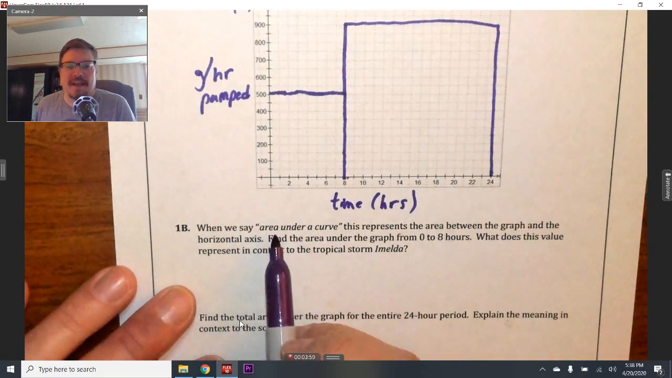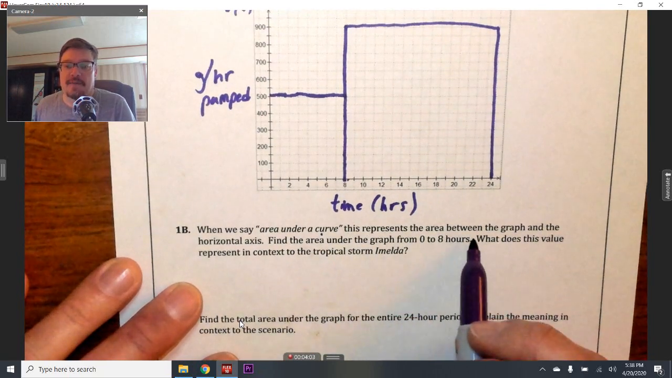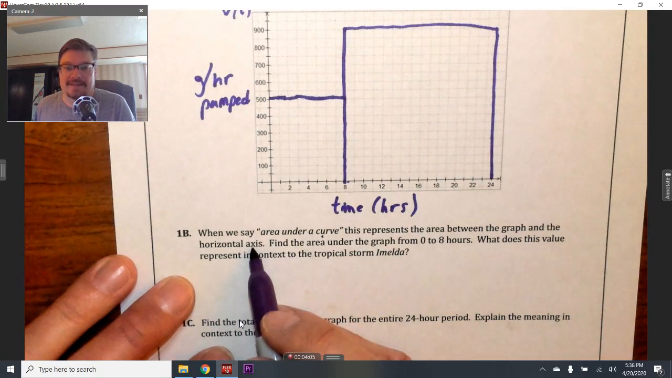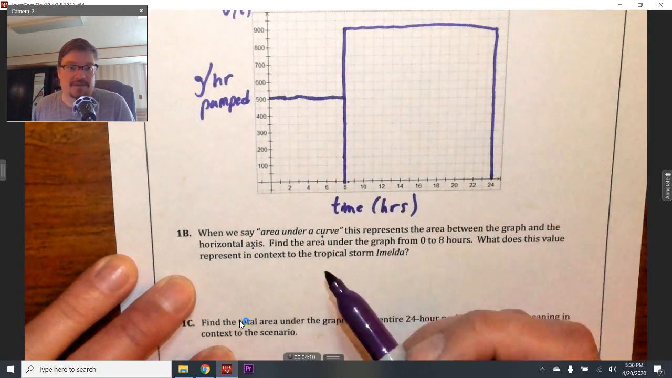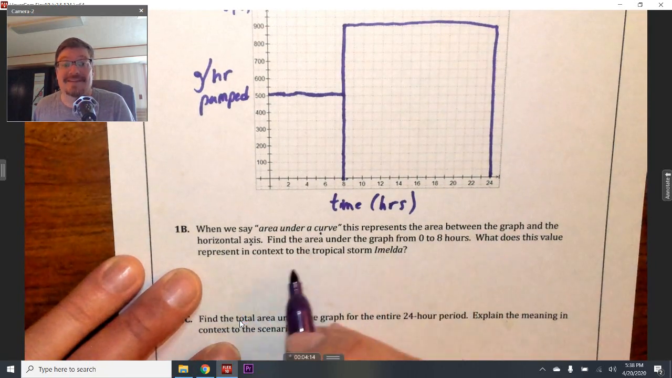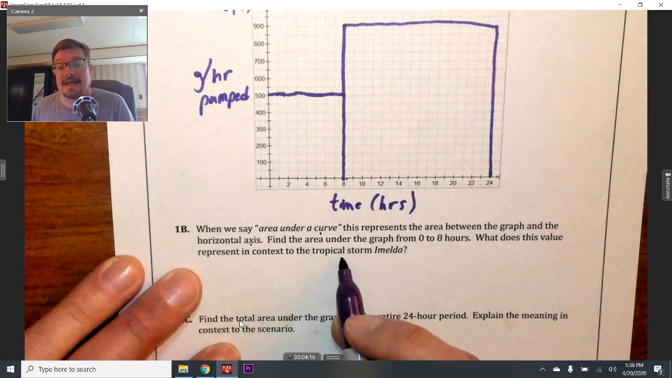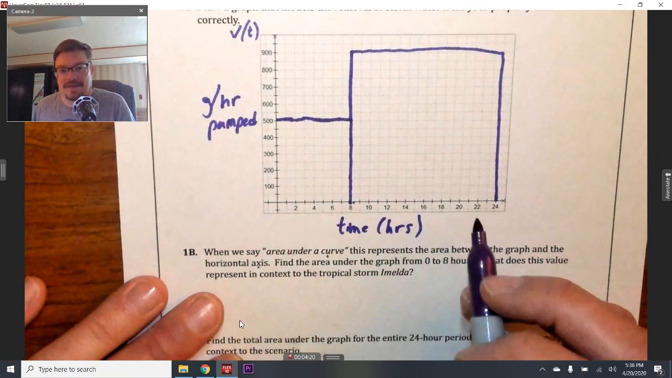All right. So when we say the area under the curve, which is what I said in my earlier comments, this represents the area between the graph and the horizontal axis. So this is not a curve actually. These are just two rectangles, right? We want to find the area under the curve from 0 to 8 hours, and what does this value represent in context, to the storm? So what is the area of this region?